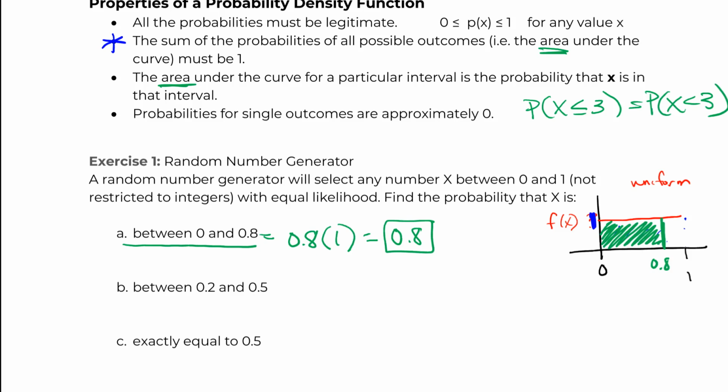Right, we could do the next one. This one says instead, let's go between 0.2 and 0.5. I'll give you guys a second to try that. Pause this. But same idea.